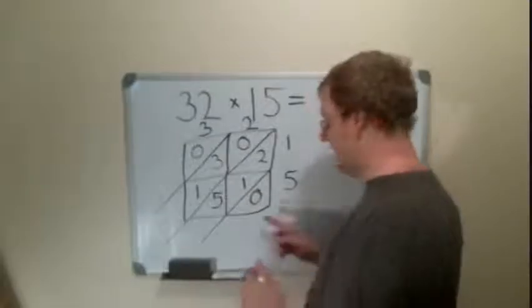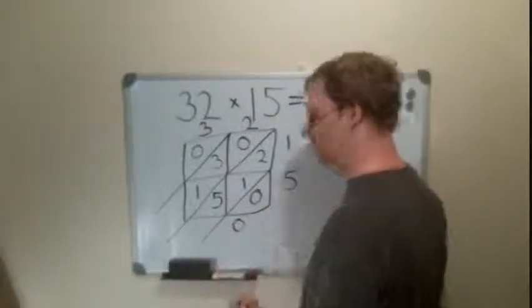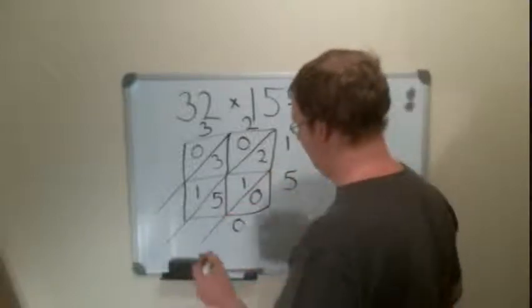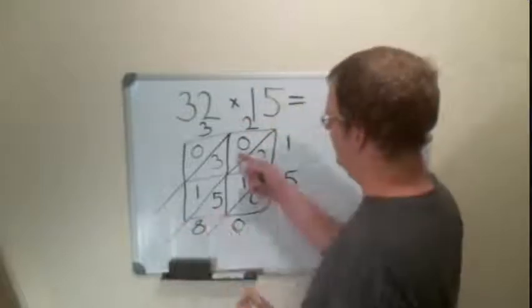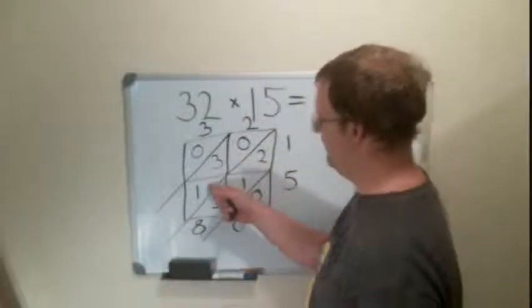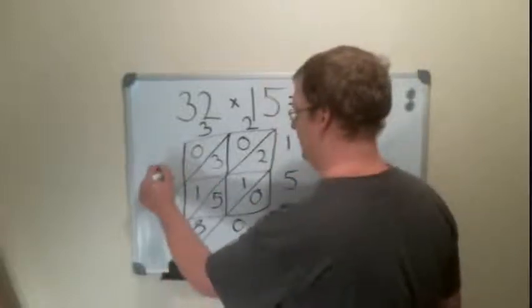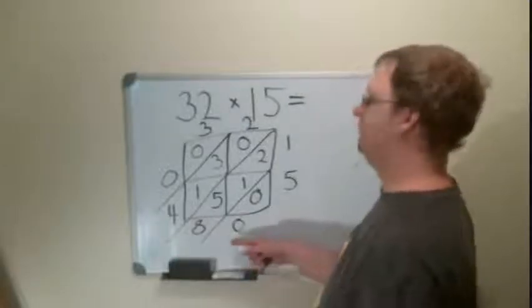And now all we have to do is add. Our 0 has nothing to add, so we'll put a 0. And 2 plus 1 is 3, plus 5 is 8. 0 plus 3 is 3, plus 1 is 4. And 0 is 0. So we've got 480. That's our answer.